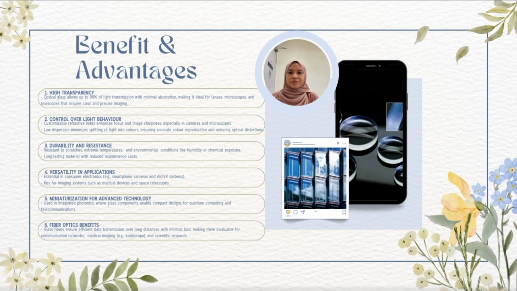Number 2, control over light behavior. Customizable refractive index, enhanced focus and image sharpness, especially in cameras and microscopes. Low dispersion minimizes splitting of light into colors, ensuring accurate color reproduction and reducing optical distortions.